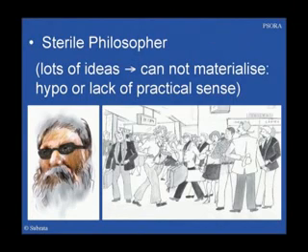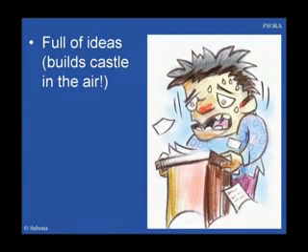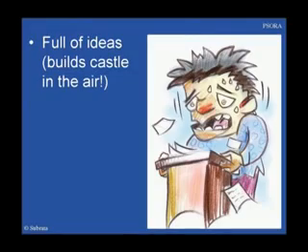The first, here you see the sterile philosopher, which is related to hypo or lack of practical sense. They have lots of ideas, but they cannot manifest those ideas, and that's your Psora. Passing on to the next, which again has lots of ideas, but hypo depth, lack of depth, and that's interesting. They build castles in the air, but they do not have the depth. So lack of depth here, that manifests as Psora.